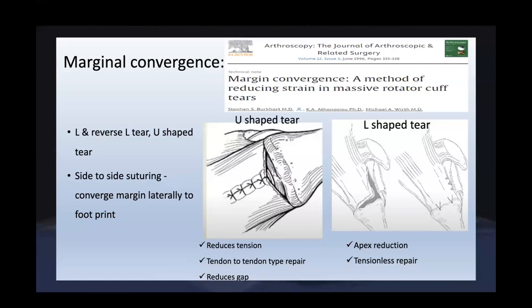Marginal convergence is nothing but a side-to-side stitch, converging medial and lateral footprints together. What this does is promote wound healing and reduce the tension on each tendon. So you remember the diagram that we have, cuff repair is basically a suspension of bridges, the suspensory bridges. Technically, the more anchors that you put in, the less tension on each bite. Similarly, when you do marginal convergence, it reduces the tension. So it promotes tendon to tendon healing, reduces the gap, and promotes tensionless repair.